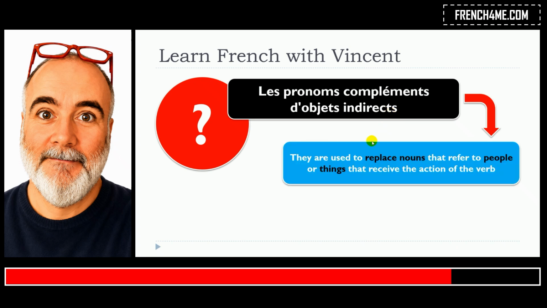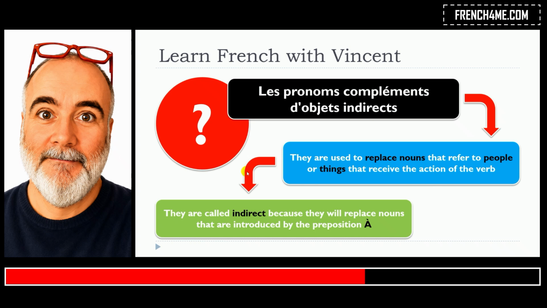The first thing, they are used to replace nouns that refer to people or things that receive the action of the verb. This is really, really important. So let's agree on that. These nouns that they will replace will receive the action of the verb in the sentence.